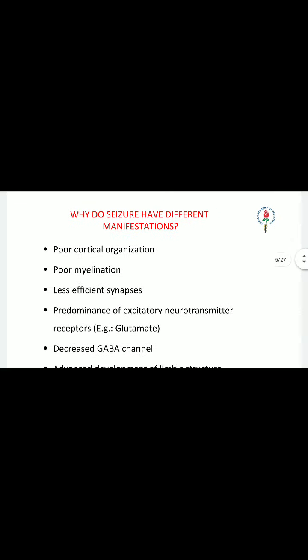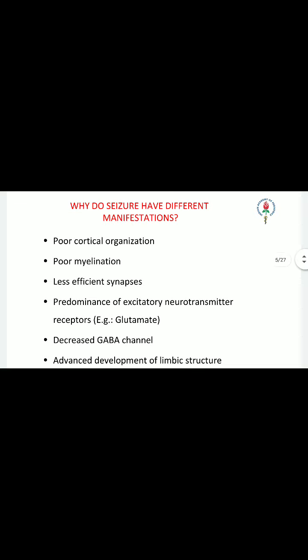The seizures, unlike in adults, are different here. Why? Because it is a growing brain, not fully organized, with poor cortical organization. Myelination is not complete, and synapses are not established fully.